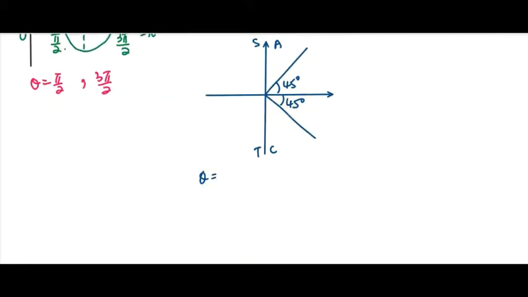Now we can start to measure theta by rotating your angle starting from the positive x-axis. Your first angle is 45 degrees. The second angle is 315 degrees. And I'm going to convert theta into radians. 45 degrees should be pi over 4, and 315 degrees will be 7 pi over 4.